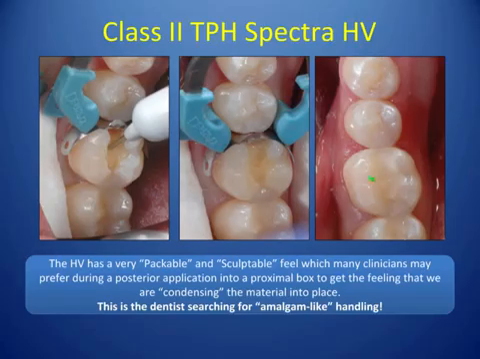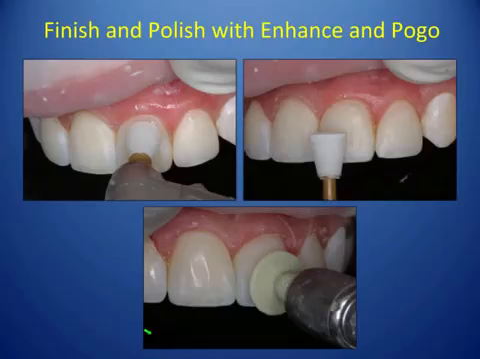So the dentist is really afforded the opportunity to get the best of what we want, both from an etching standpoint, from an application of material, whether it's a creamy consistency or a firm consistency that we like. And then the final step is finishing and polishing with our Enhance and PoGo pieces.